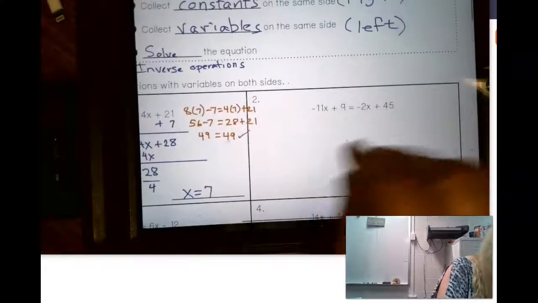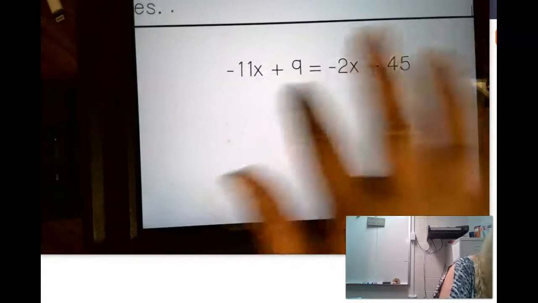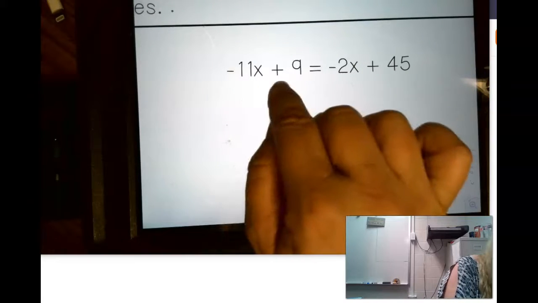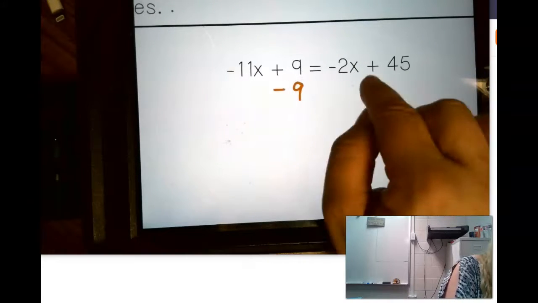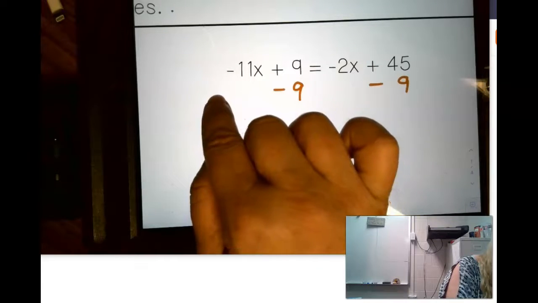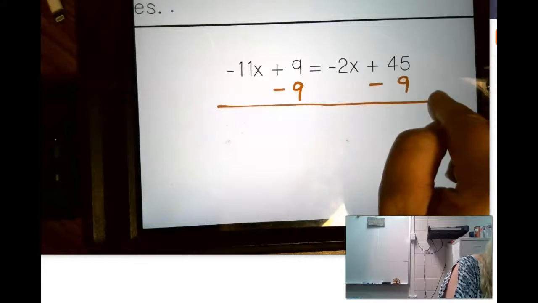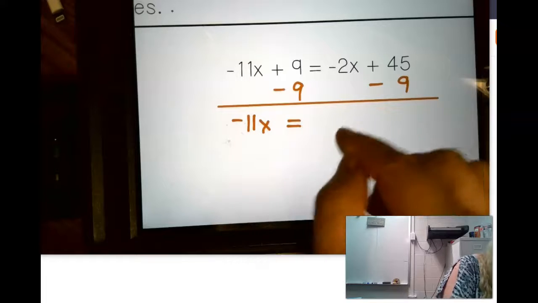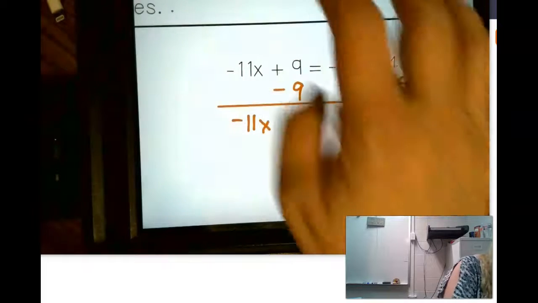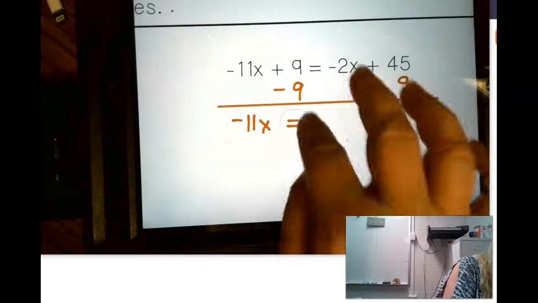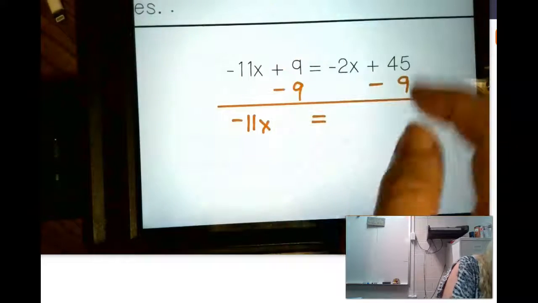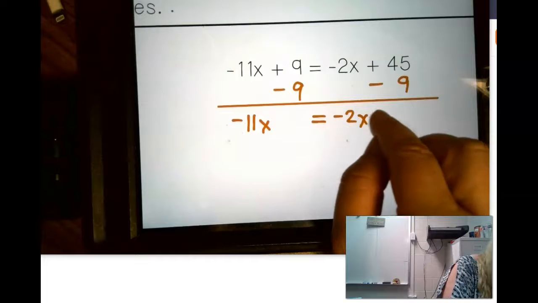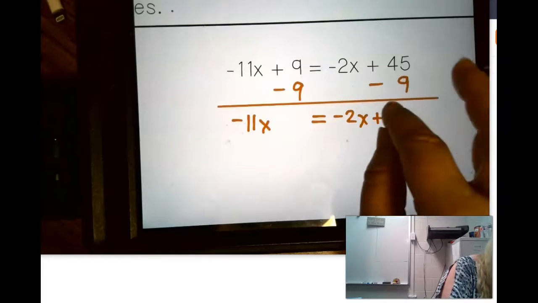Okay, this time, again, nothing to distribute, no like terms to combine, so let's subtract 9. And that will move the constant to the right side. That gives us minus 11x equal, let's move that equal sign over below where it originally was, minus 2x plus 36.